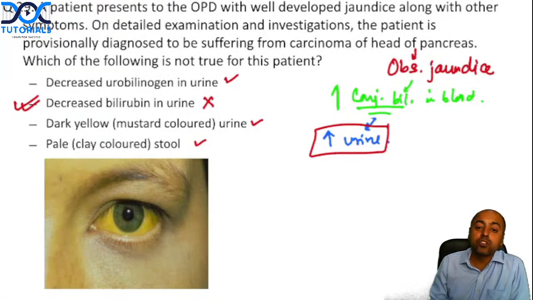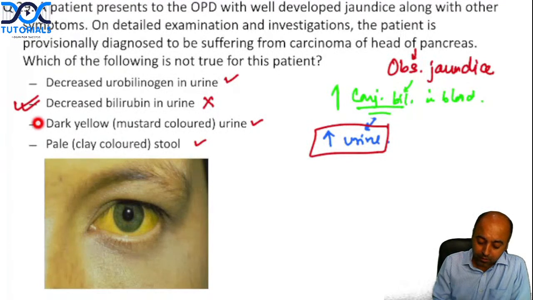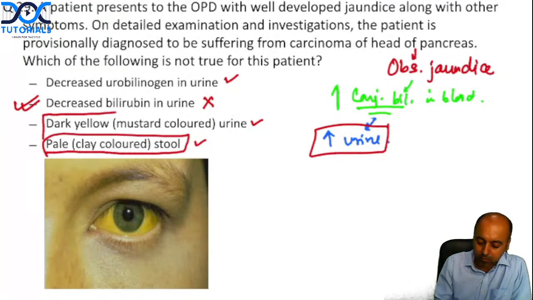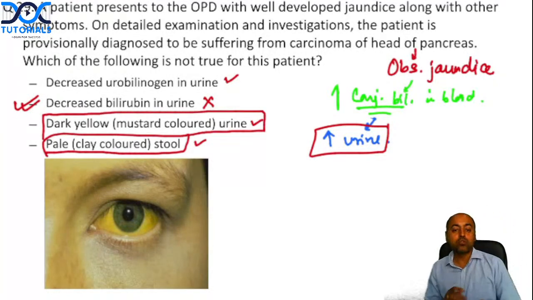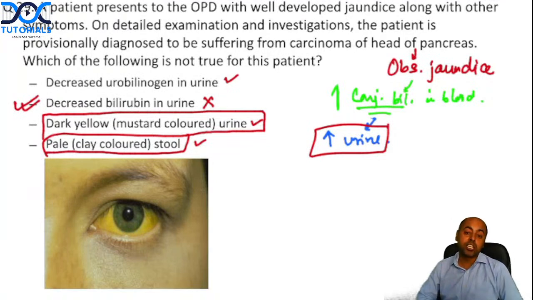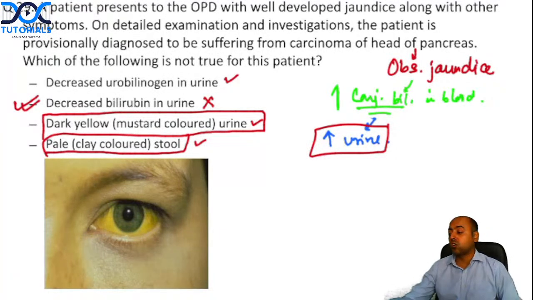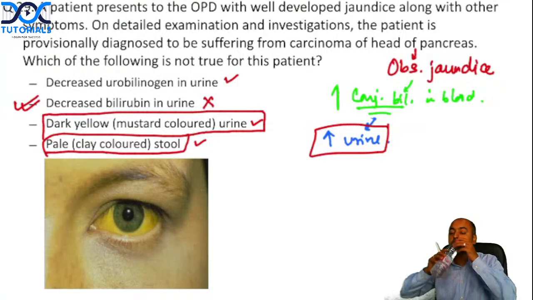Okay, so in obstructive jaundice, what do you find? Dark yellow or mustard colored urine along with pale or clay colored stool. These are the two hallmarks of obstructive jaundice: pale or clay colored stool and dark yellow or mustard colored urine.